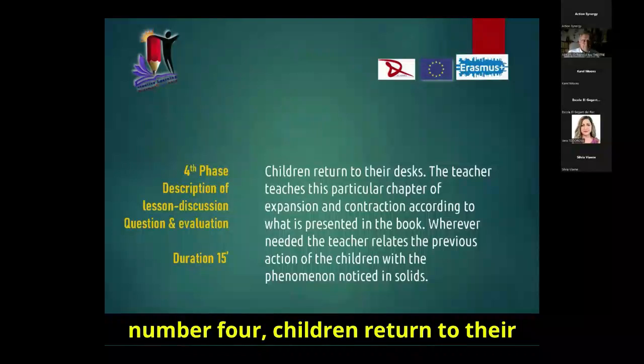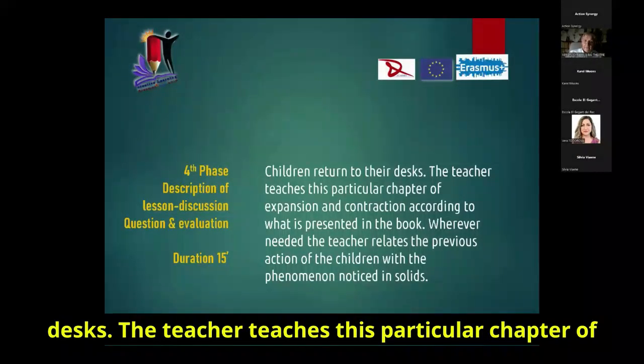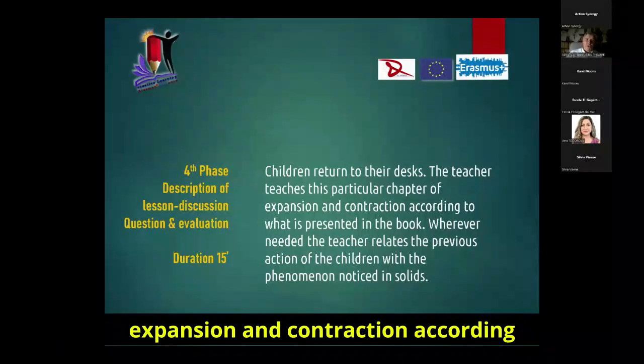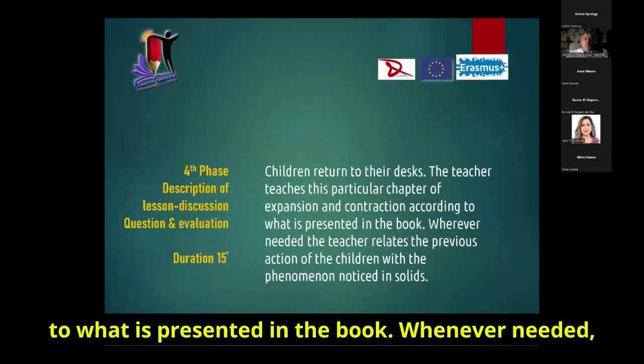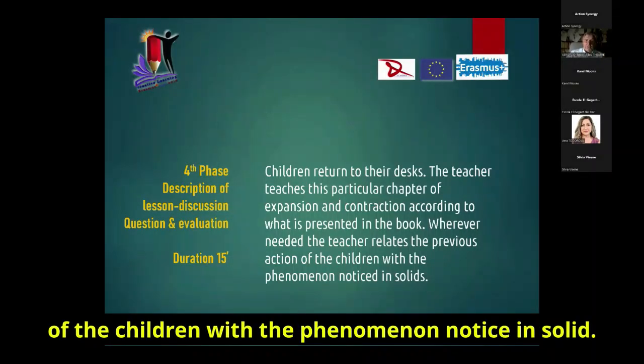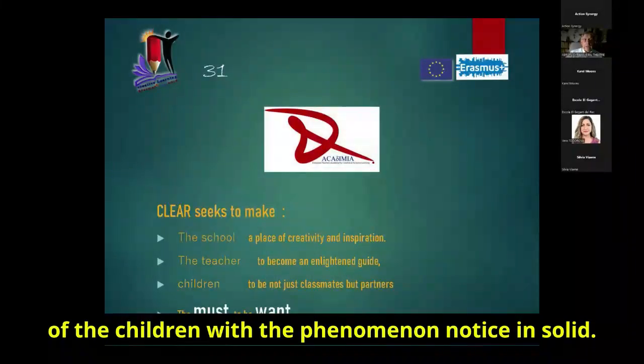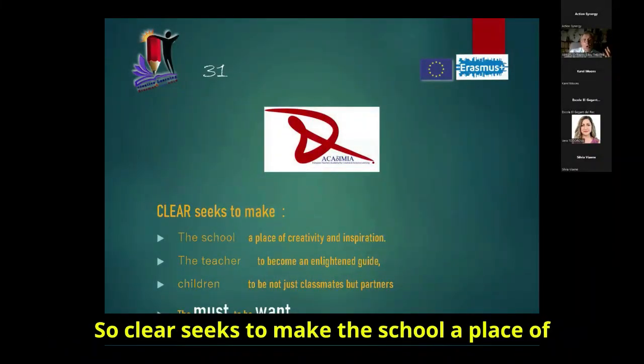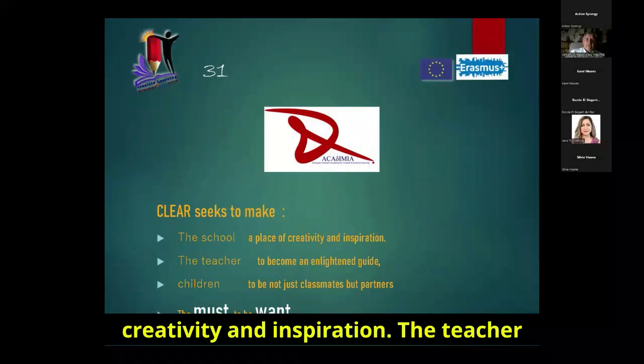Phase number 4, children return to their desks. The teacher teaches this particular chapter of expansion and contraction according to what is presented in the book. Whenever needed, the teacher relates the previous action of the children with the phenomenon noticed in solids. Creative Learning seeks to make the school a place of creativity and inspiration.